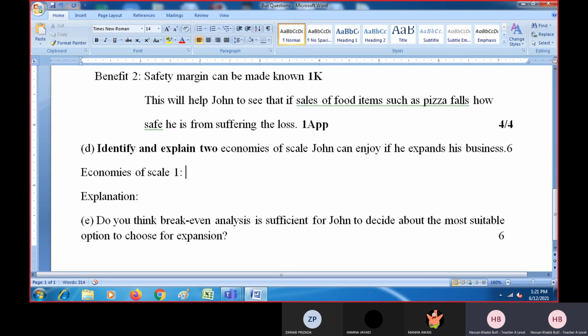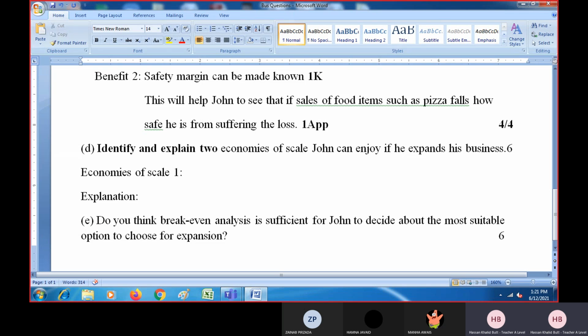Can you tell me, Manha, Zainab, or Hamna? Can you name any economy of scale? Sir, Hamna is saying that it is really loud around her, so that's why she can't speak. All right, okay, it's fine. Thank you, Hamna, for conveying your message.